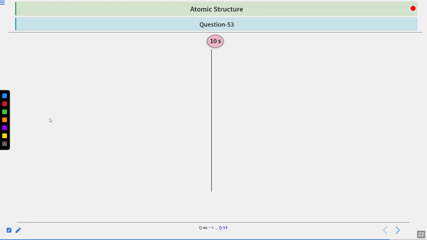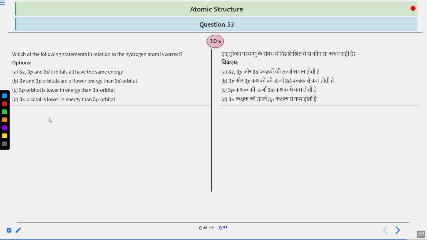Moving on to the next question, question number 53. Question number 53 says which of the following statements in relation to the hydrogen atom is correct? Options are A, 3s, 3p and 3d orbitals all have the same energy. Option B, 3s and 3p orbitals are of lower energy than the 3d orbital. Option C, the 3p orbital is lower in energy than the 3d orbital. And option D, the 3s orbital is lower in energy than the 3p orbital. So you have 10 seconds to solve this question. Your time starts now.